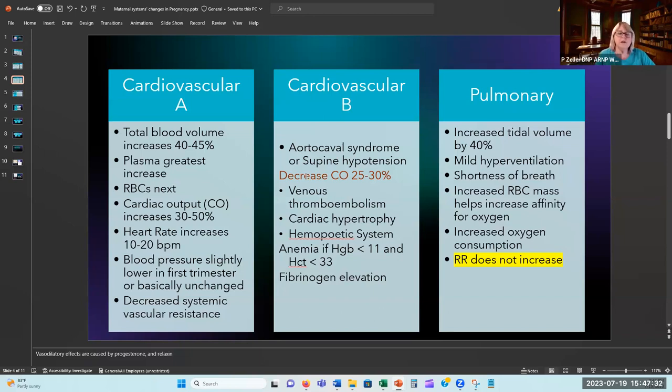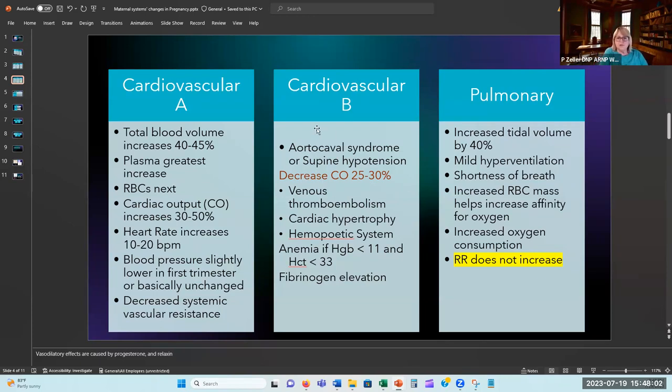Also, remember the video we watched, how the baby was lying on the mother's back? If mother was supine, right? We have what we call aorta caval syndrome or supine hypotension. When mother lies on her back, it compresses the vena cava and the aorta. So that reduces blood flow to the placenta.